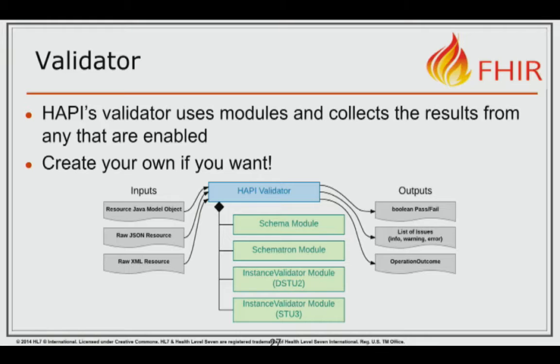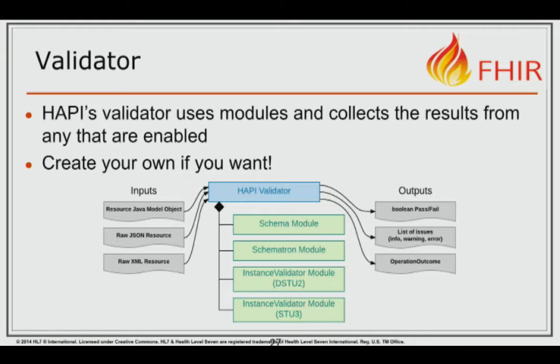Your outputs that come out of the thing are a simple Boolean pass-fail, which is essentially were there any errors detected, a list of any issues, and for the issues you get a list back with a little structure that gives you the line number where the problem was, the severity, a message, information about the profile that tagged it if that's applicable, and then of course an operation outcome resource which you can use to return to a client if you're building a server that's doing validation.